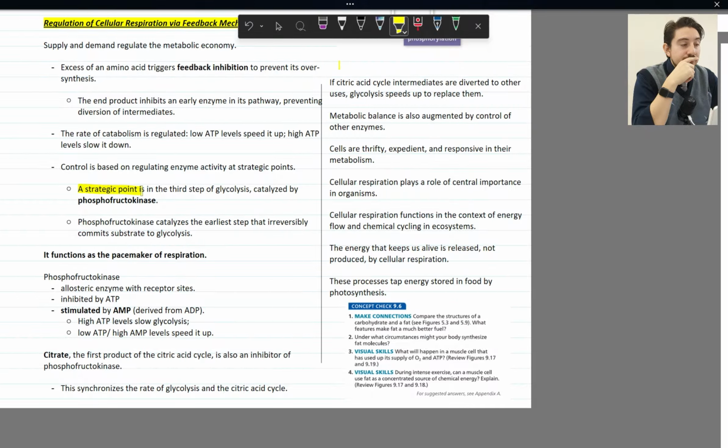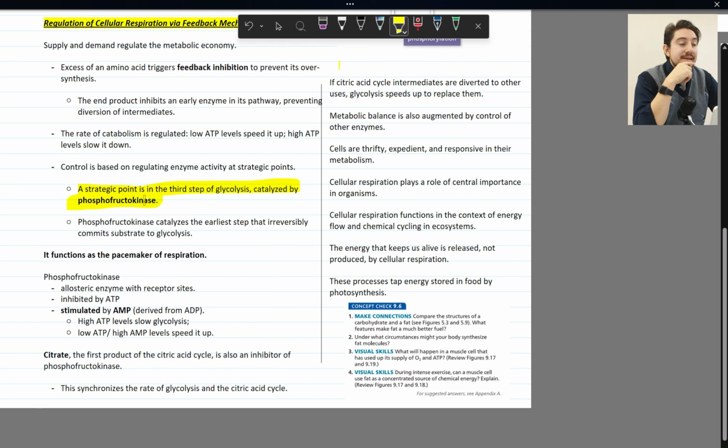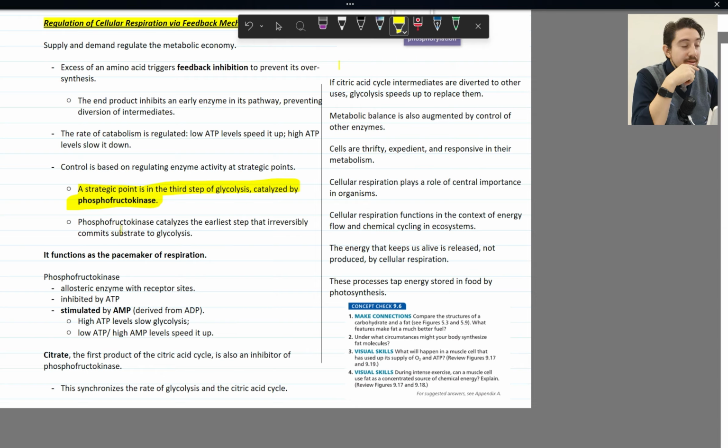One strategic point is catalyzed by phosphofructokinase. Make sure you remember this enzyme. Phosphofructokinase catalyzes the earliest step that irreversibly commits substrate to glycolysis. So this particular enzyme functions as a pacemaker for respiration.